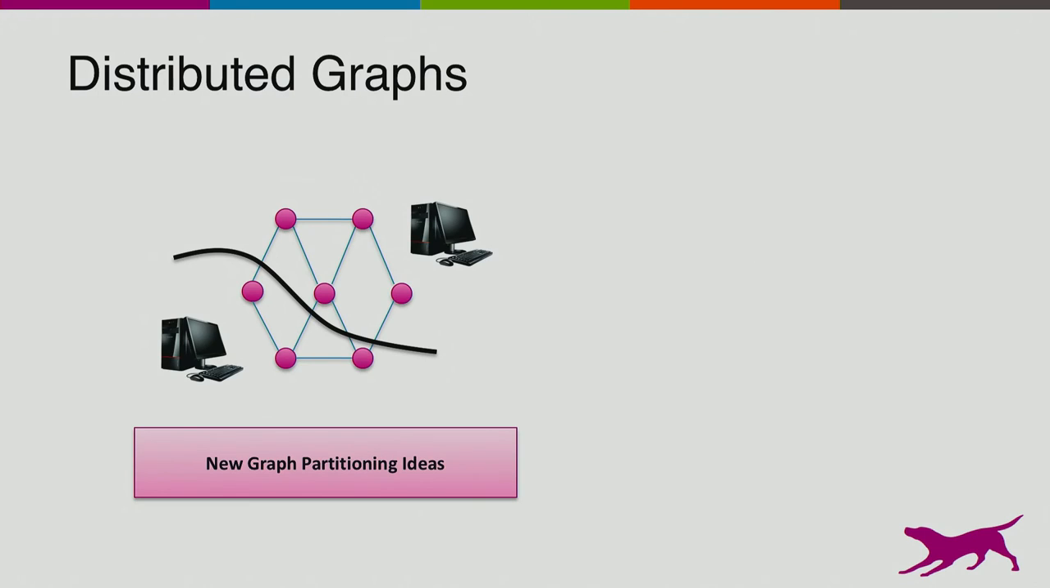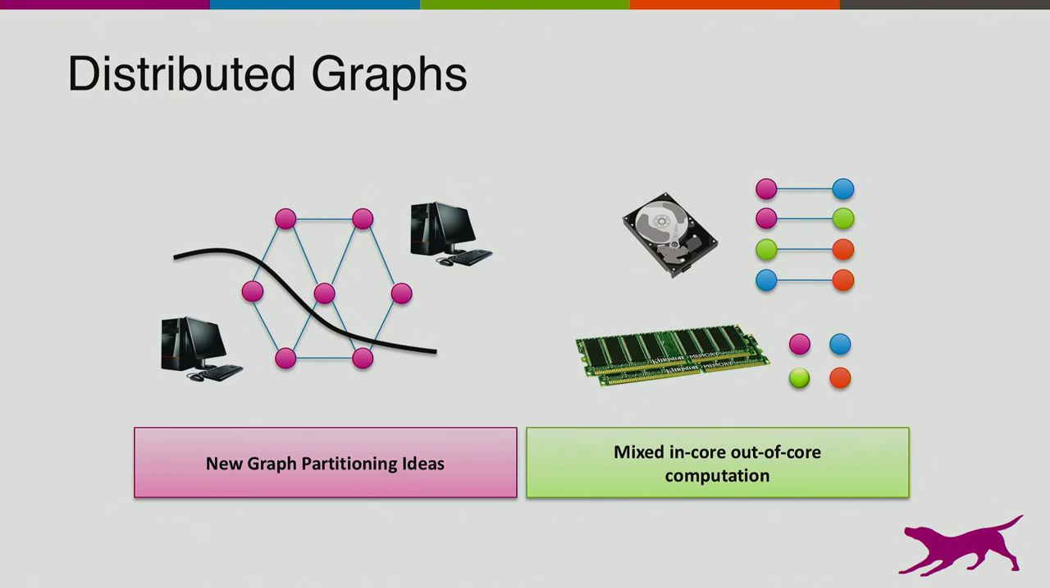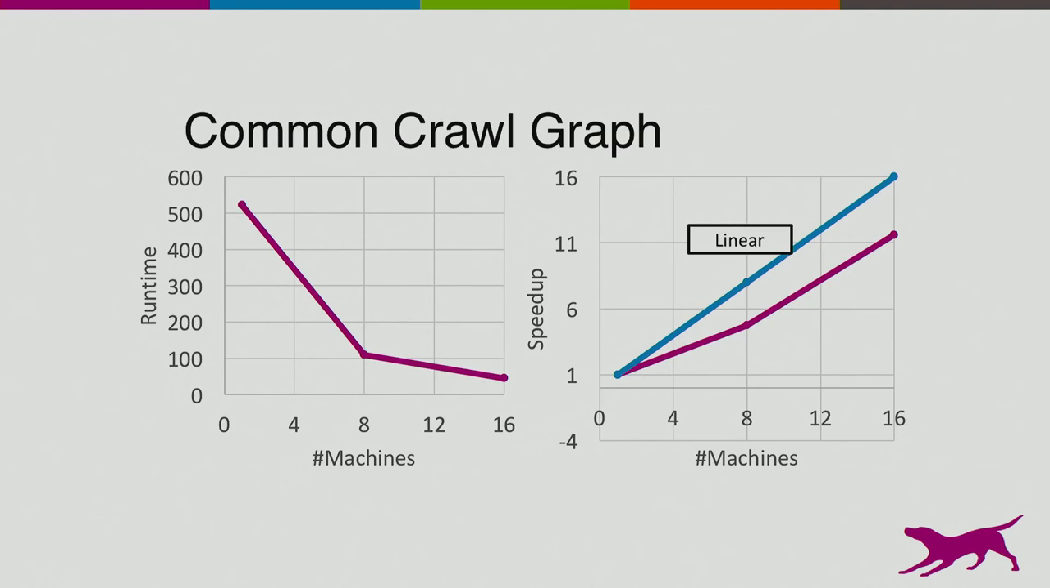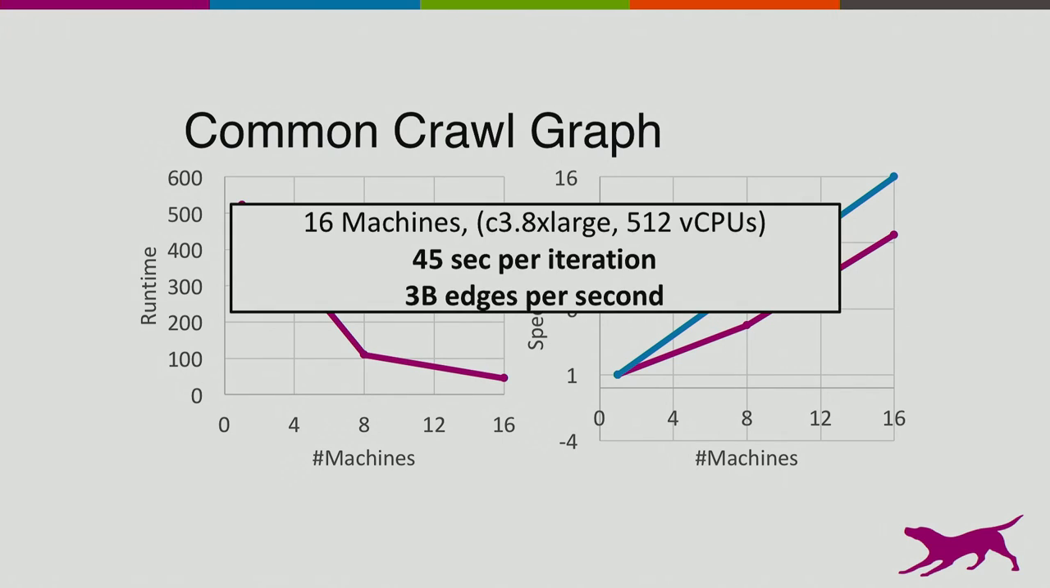And today, with the new external memory data structure and graph partitioning ideas, we can run on an even bigger graph, Common Crawl, with 180 billion edges, with only 16 machines, at 45 seconds per iteration. That's 3 billion edges per second.